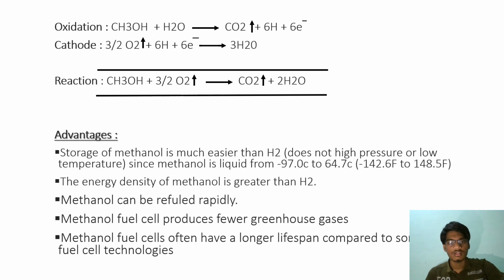Advantages of the methanol fuel cell. Storage of methanol is much easier than H2. It does not need high pressure or low temperature, since methanol is liquid from -97.0 degrees C to 64.7 degrees C, or -142.6 F to -148.5 Fahrenheit. The energy density of methanol is greater than H2.